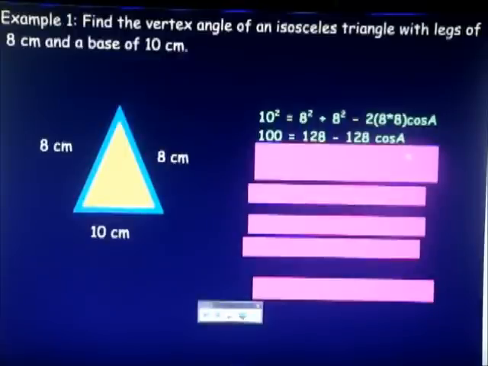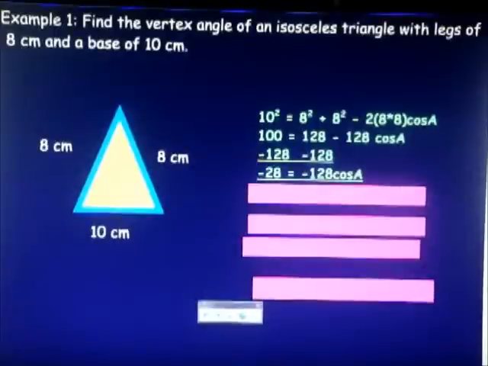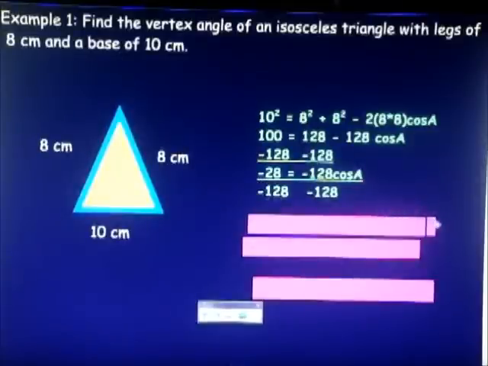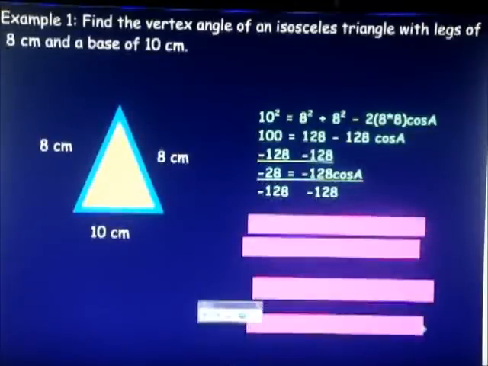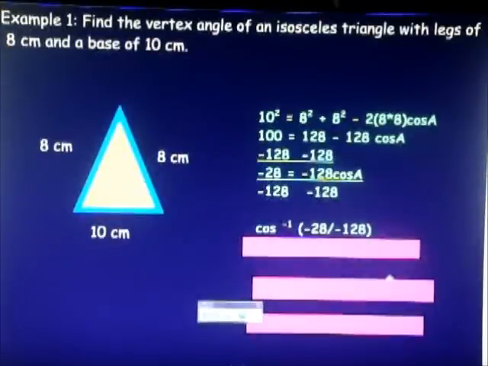So what I need to do is isolate my cosine of A by getting rid of this first 128. When I do that, this is what I end up with. Like I said, cosine A is just like having x, so this is like having negative 128 times x. In order to isolate the variable, I need to go ahead and divide. When I do that, this is what I have.